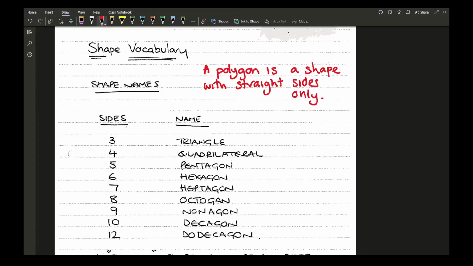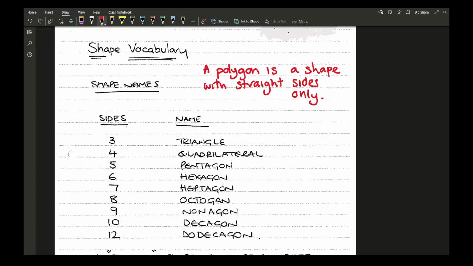And there are some commonly named polygons that you need to be aware of, again based around how many sides they have. A three-sided polygon is known as a triangle, a four-sided polygon is a quadrilateral, a five-sided shape is a pentagon, a six-sided polygon is a hexagon, 7 is a heptagon, 8 is an octagon, 9 is a nonagon, 10 is a decagon, and 12 is a dodecagon.